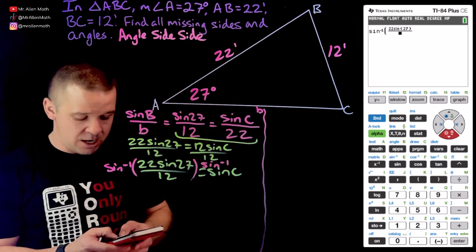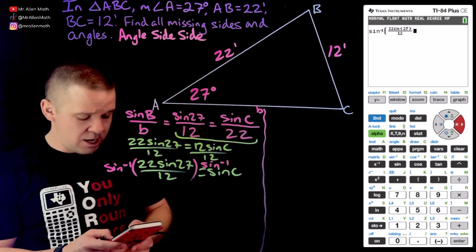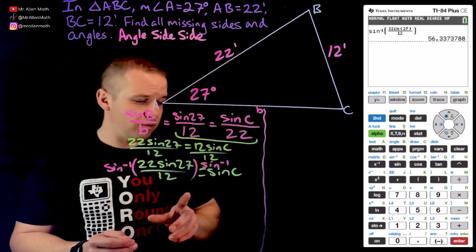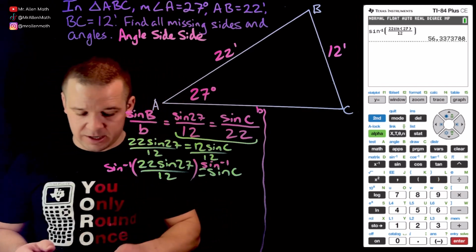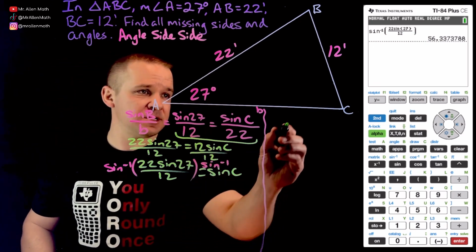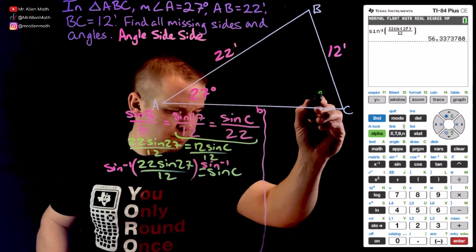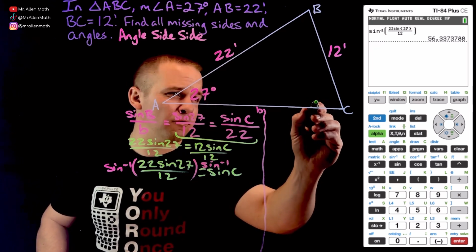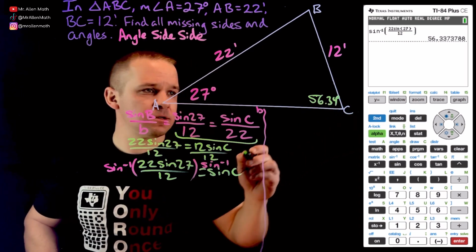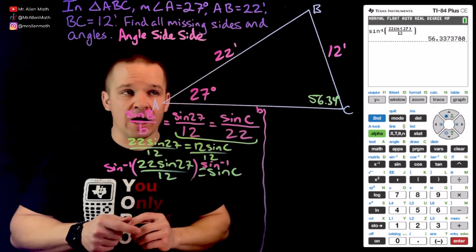So you've got 22 sine of 27, close my parentheses, arrow down 12, arrow out, and close my parentheses, hit enter, and we get 56.337 degrees. Okay. So C, the measure of angle C, is 56.34 degrees. So there we go. We got one of them.